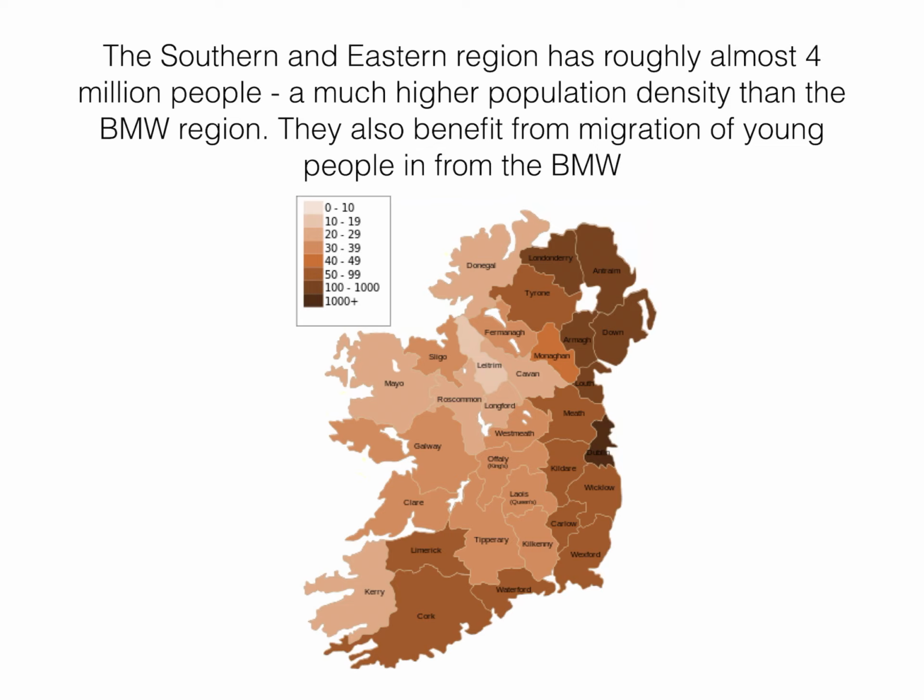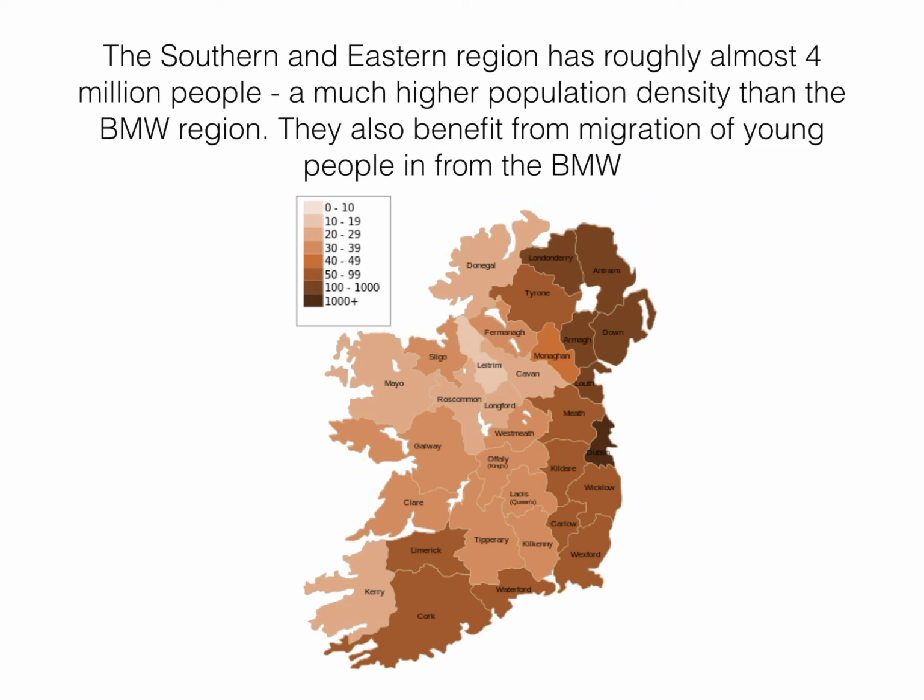The southern and eastern region has almost 4 million people, you know. So like the BMW region had over 1 million. The south and east of Ireland has almost 4 million people. So you have a lot more people to buy your products. If you want to locate your shop or your manufacturing industry in there, you have a lot more people to work for you. You have people spending money.